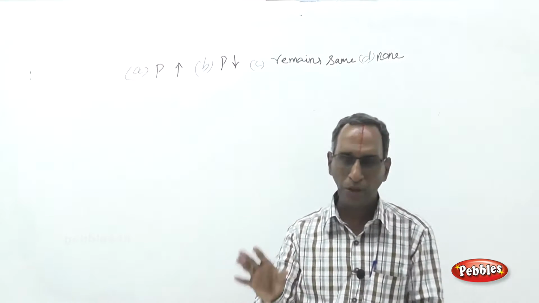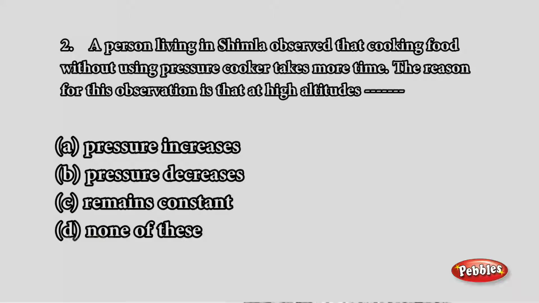But here it has been told that, without using a pressure cooker normally, a person living in Shimla, a hill place, observes something. Hill place means high altitude place. At high altitude places, he observed that cooking food without a pressure cooker takes more time. Here he is not using a pressure cooker, so cooking food in normal conditions takes more time. The reason for this observation is given. Four choices are given: at higher altitudes, whether the pressure increases, or the pressure decreases, or the pressure is not altered, or none of the cases. We have to analyze the choices.